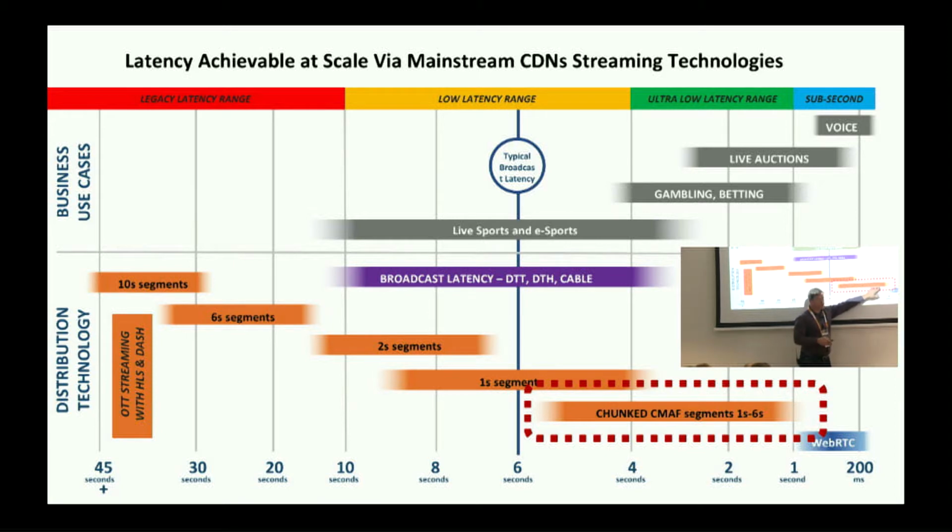But that's what I'm going to focus my talk on today, because this allows us to get latencies right down to 1 second, or at least in the 1 to 6 second range. We can also go up to 30 seconds with it if you choose to. But it allows us to address all of these business applications, and it allows us to beat broadcast in terms of latency. So we can get better quality with OTT, and we can get a lower latency at the same time.